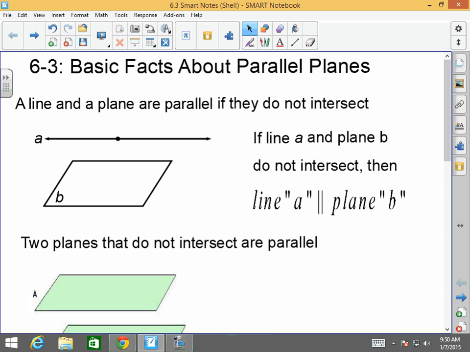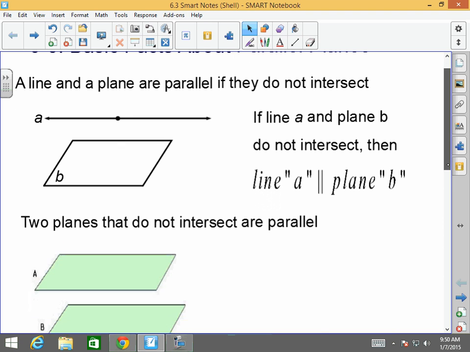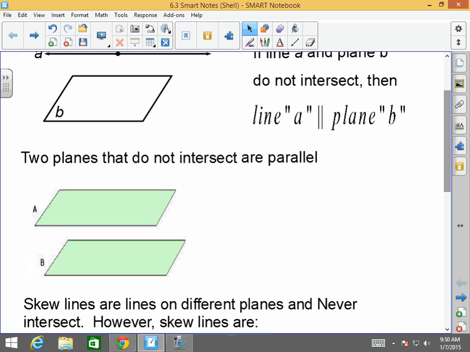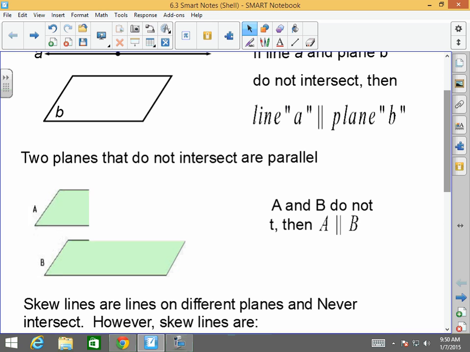The same thing goes for two planes that do not intersect. Two planes that do not intersect are parallel. So here in the figure that we have here to the left, if plane A and plane B do not intersect, then plane A is parallel to plane B. It's that simple. Remember, if they don't intersect, then they're going to be parallel.